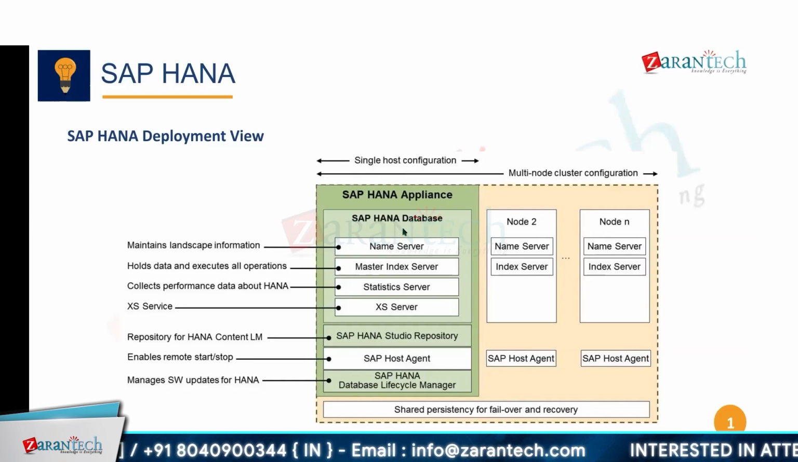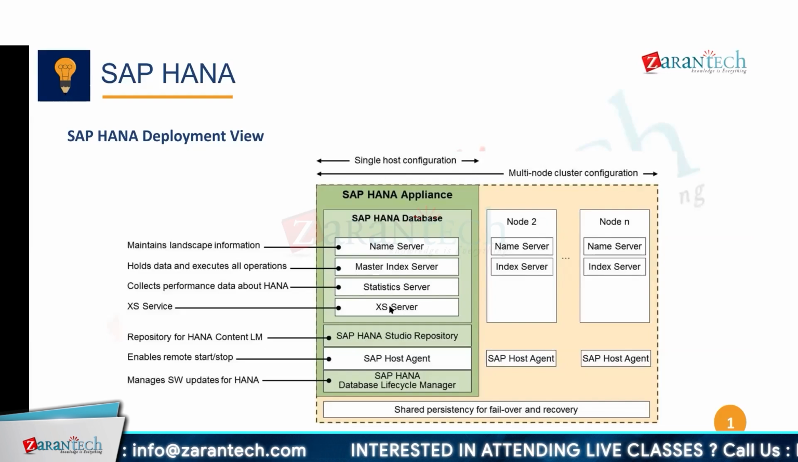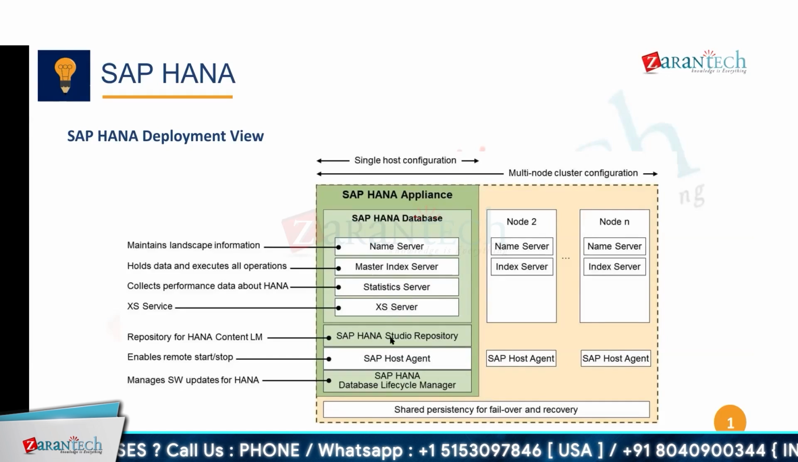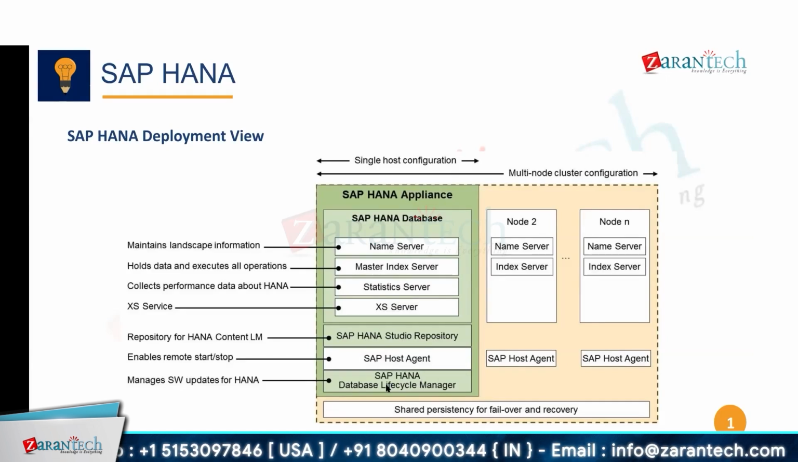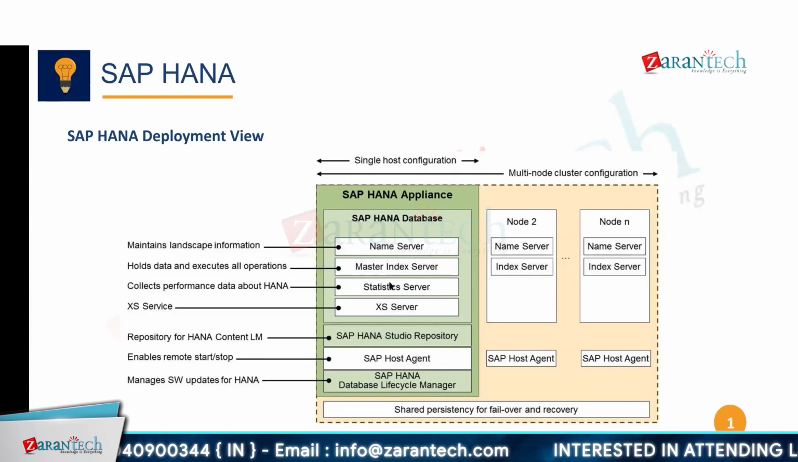So it has name server, master index server, statistics server, access server. Just know these names, okay? These are what, if you go to HANA and check it, these servers will be there. And then SAP host agent and SAP HANA database lifecycle manager. These things you keep aside. But these are the most important: name server, master index server, statistics server.